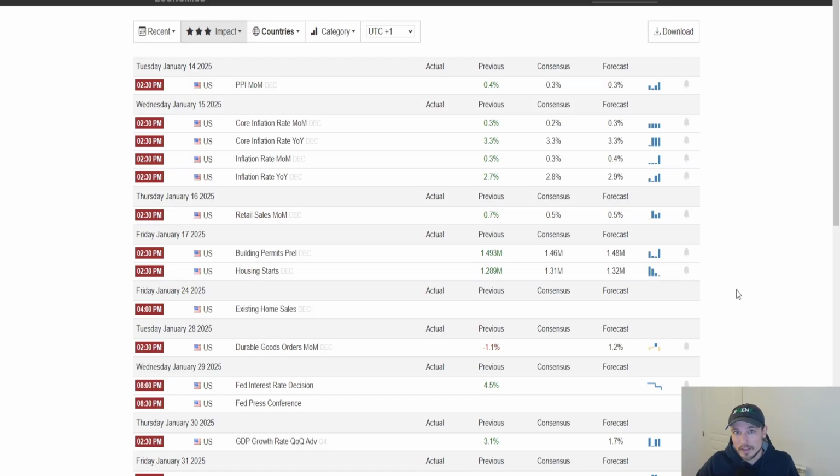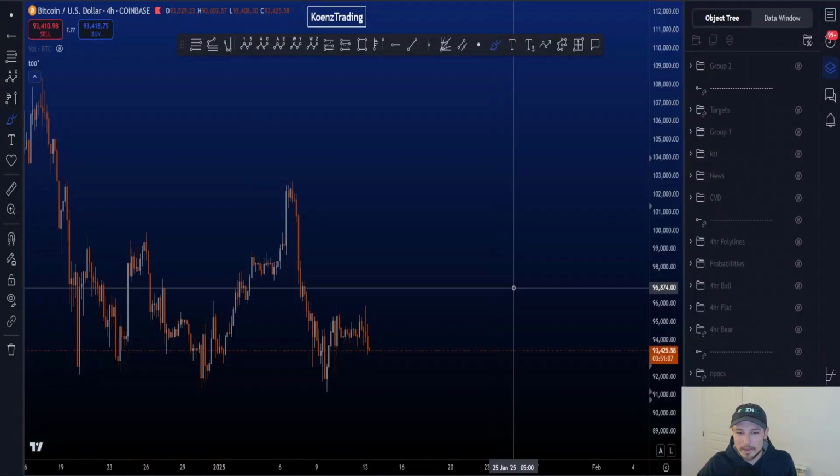But this generally would be an expected target, which of course is not reached. We also have a lot of high impact news this week, starting tomorrow on Tuesday, and then Wednesday, Thursday, and Friday as well, all at 2:30 p.m. So make sure you trade safe this week, as the volatility can be high.